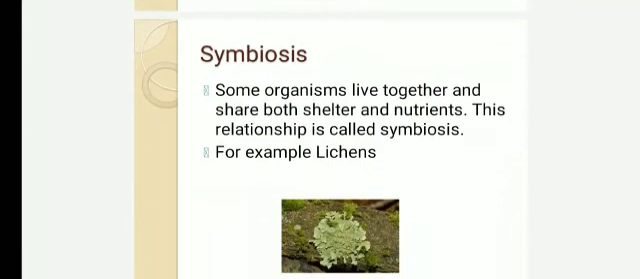Then symbiosis. What is symbiosis? Some organisms live together and share both shelter and nutrients. This relationship is called symbiosis. Have you understood? There are some organisms which live together, and they share both shelter and nutrients. Okay, let's explain it with the help of an example.